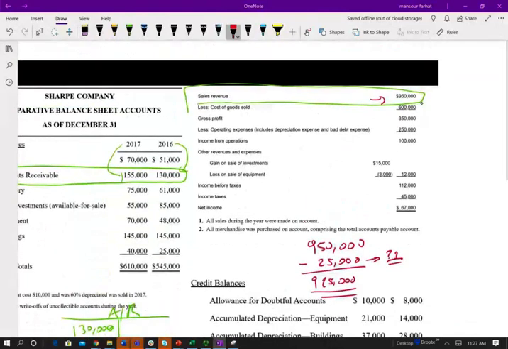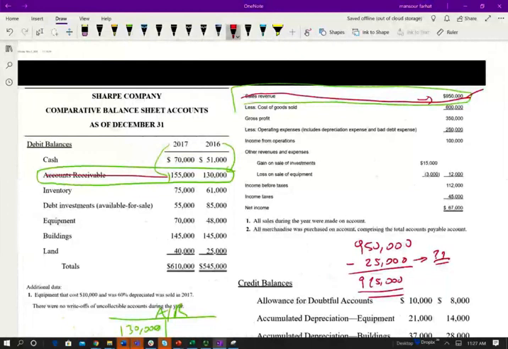So practically, I'm done with sales. I can cross this number out. I can cross out accounts receivable. Let's work with cost of goods sold. Cost of goods sold is basically payments you made to suppliers.